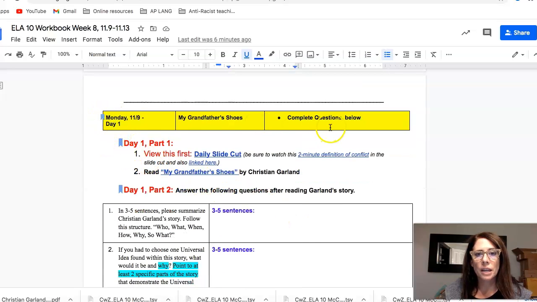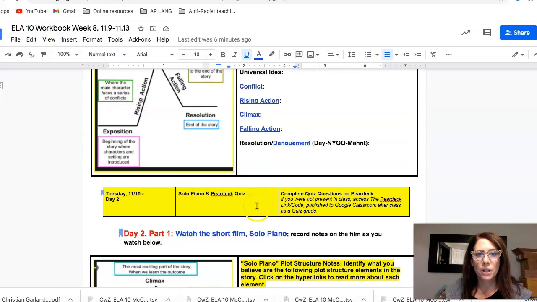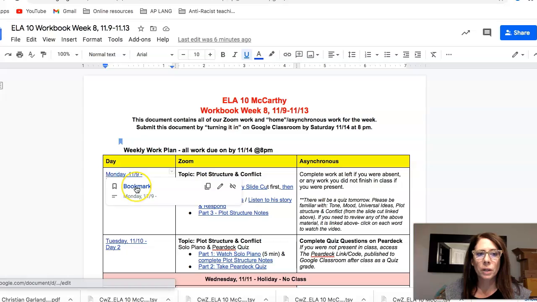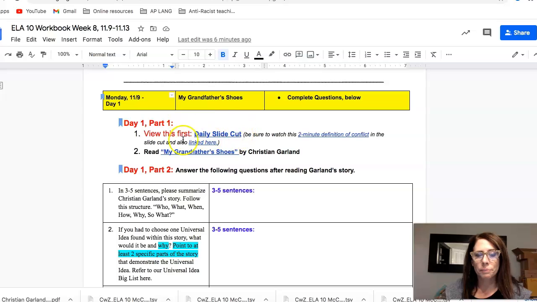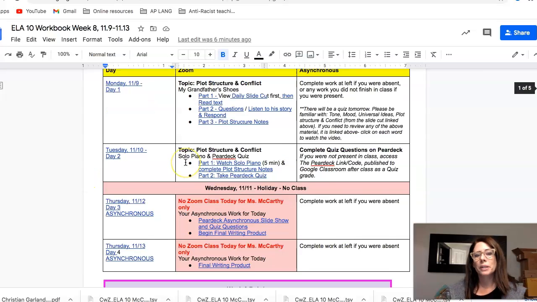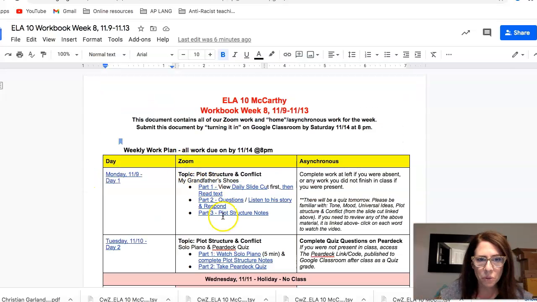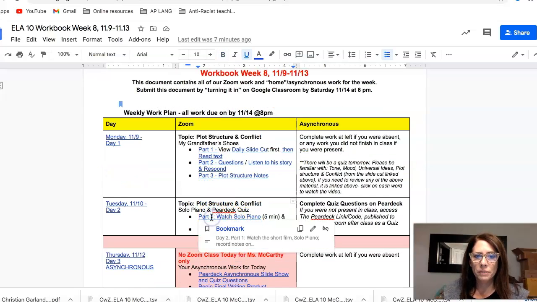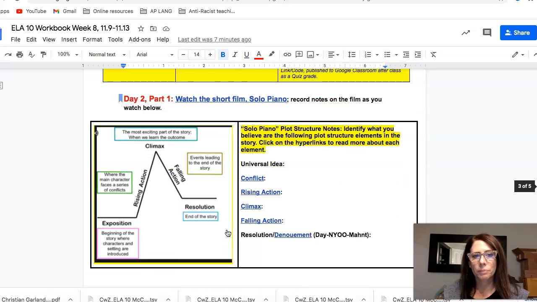You can tell that each day begins with this yellow bar. So anytime you want to find a new day, you just look for the yellow bar, or the other way to do it is to click on a link. So if I want to get to Monday's work right away, I'm going to click on the link and it will bring me there. So please never remove these little bookmarks because that is what brings you to the different places when you click on the link. So if I want to get to day 2, the part 1 of day 2, I would click here, and that's going to bring me right there. So everything is linked in here.